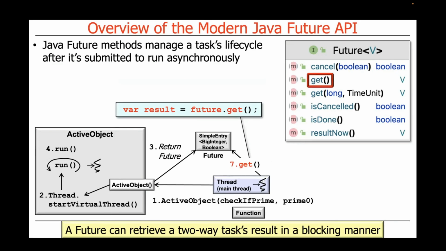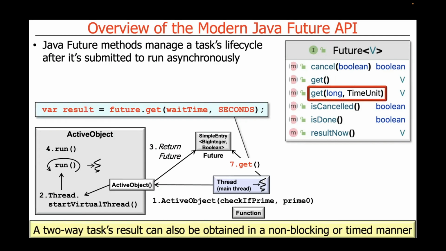Likewise, if you decided that you don't want to cancel it, you can also use a future to retrieve the results of a two-way computation by blocking until the results are available. You can see here that the client thread will call the get method with no parameters on the future, which will block until the result is available. Now, we don't always want to block. So an alternative is to use a variant of get, which takes two parameters. The first is the amount of time to wait, and the second is the time unit to wait for, milliseconds, seconds, and so on. Here's an example where we're going to do a timed wait operation to be able to bound the amount of time we wait for the computation to be done.